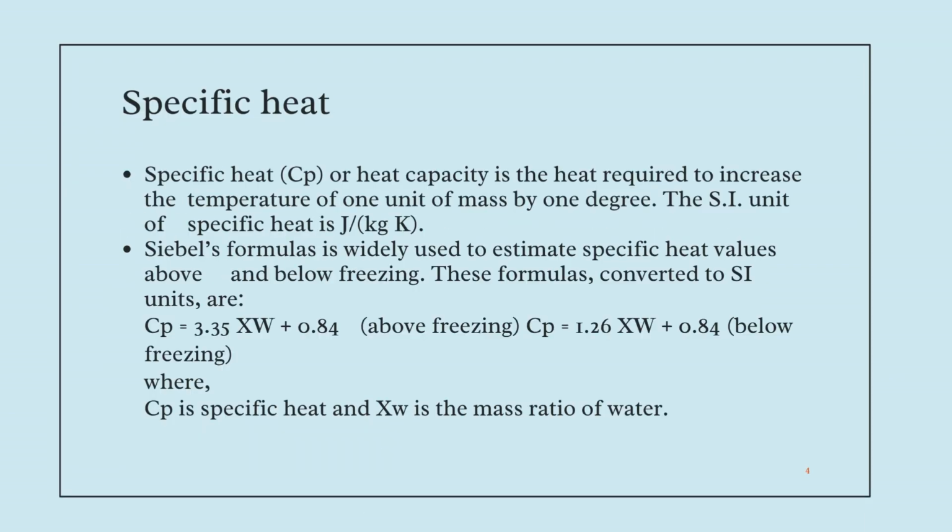Moving to next slide. Specific heat. Specific heat, also called heat capacity, is the heat required to increase the temperature of one unit of mass by 1 degree. Its unit is joules per kilogram Kelvin. Siebel's formulas help calculate it. Above freezing, Cp equals 3.35 times water plus 0.84. Below freezing, Cp equals 1.26 times water plus 0.84. So the more water a food has, the more heat it takes to warm it.